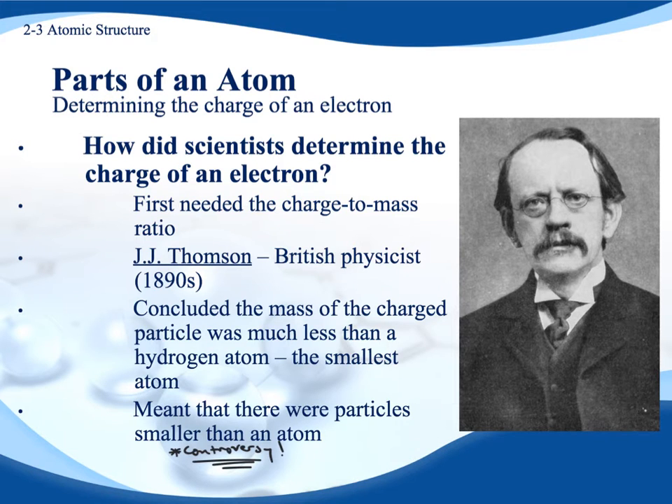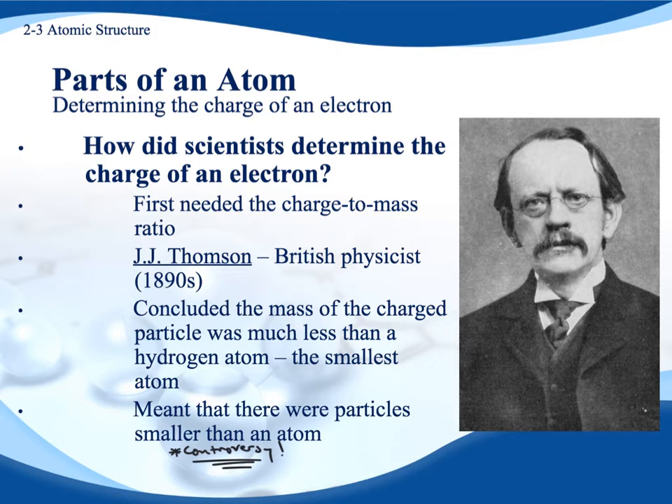Okay, so we know that cathode rays exist. We know they're negatively charged. We know they're in everything. The question becomes, how did scientists determine the charge of an electron? So the first thing that you need to do that is determine the charge to mass ratio. You need to figure out what's the overall charge on this beam and what's the mass of this beam.